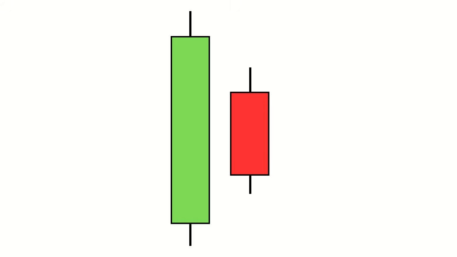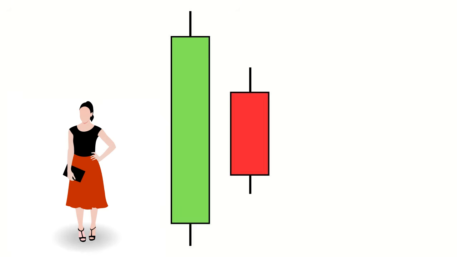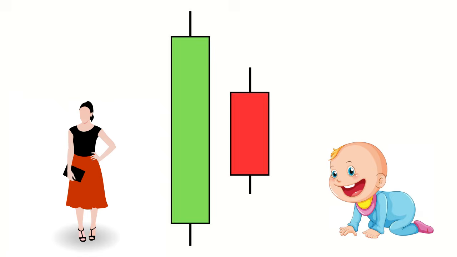In the bearish harami candlestick pattern, the first candle is a long bullish candlestick, green in color. The second candle is a small bearish candlestick, red in color. In the bearish harami candlestick pattern, the first candle is named mother and the second candle is named baby.